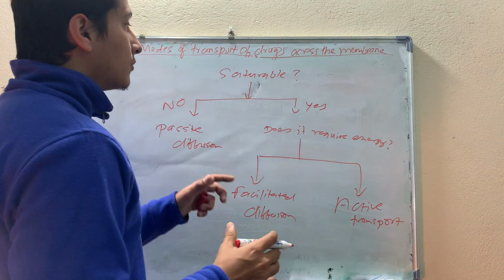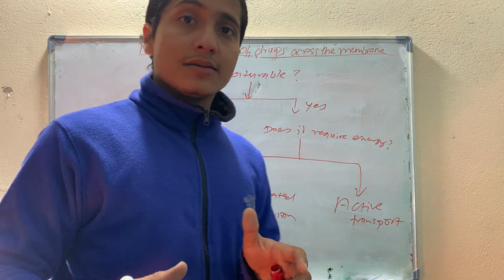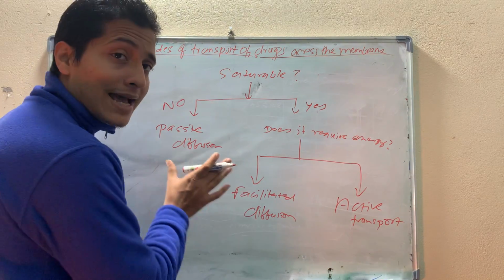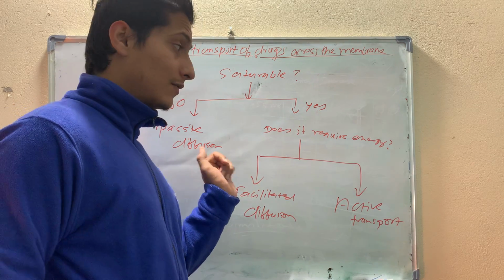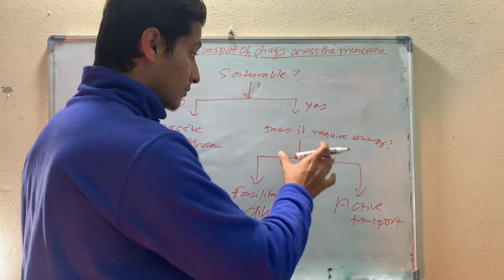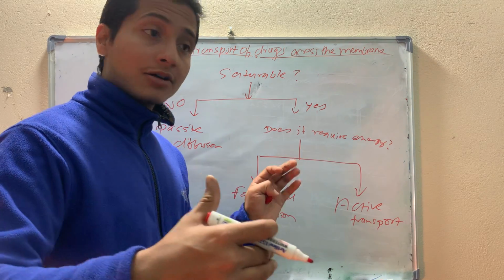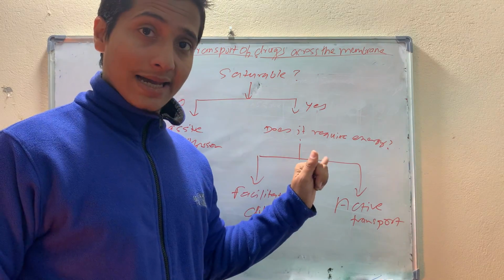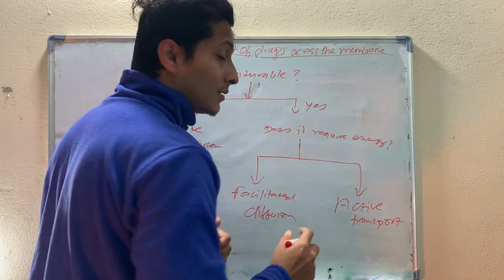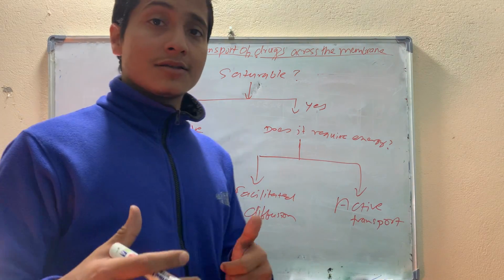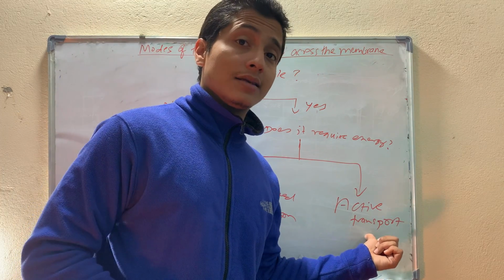Okay, so first the question we have to ask is whether the system is saturable or not. If the system is not saturable, you write passive diffusion. And if the system is saturable, then we have two options, and to figure out which system they're talking about, let's ask the next question: does it require energy? If the system doesn't require any energy, that's facilitated diffusion. And if the system requires energy, that's active transport, right?